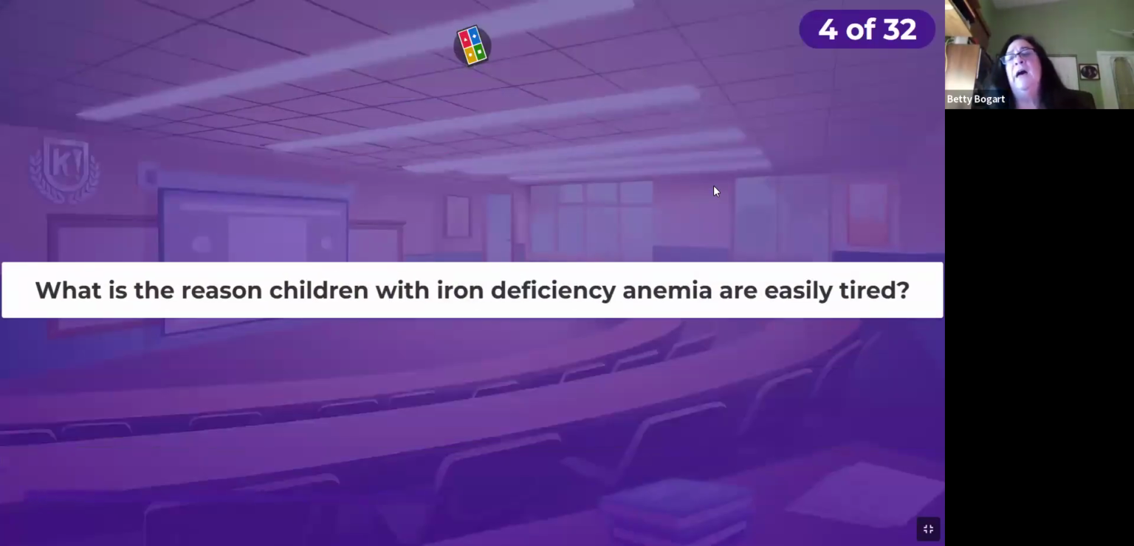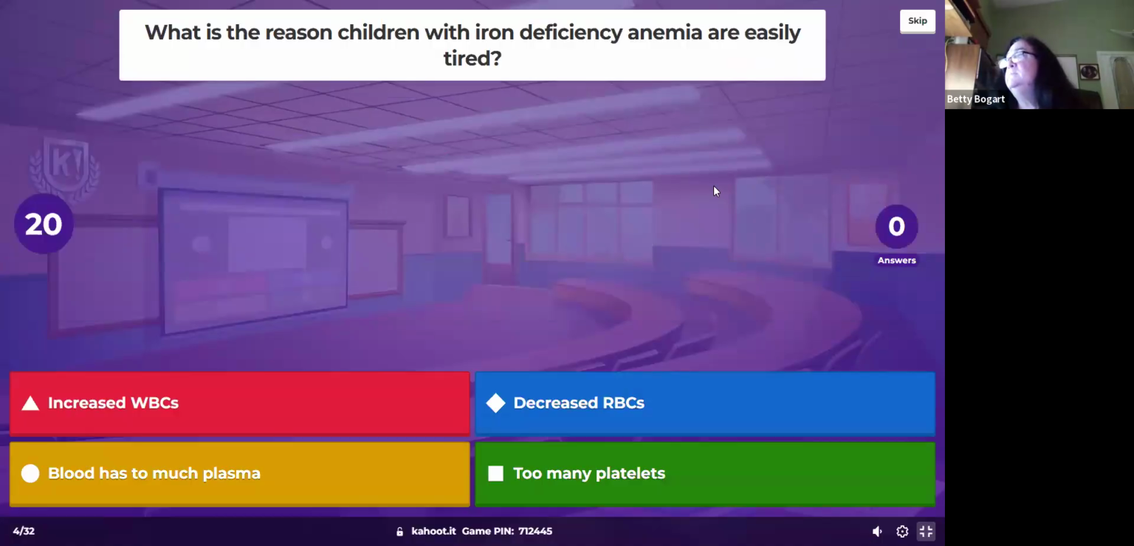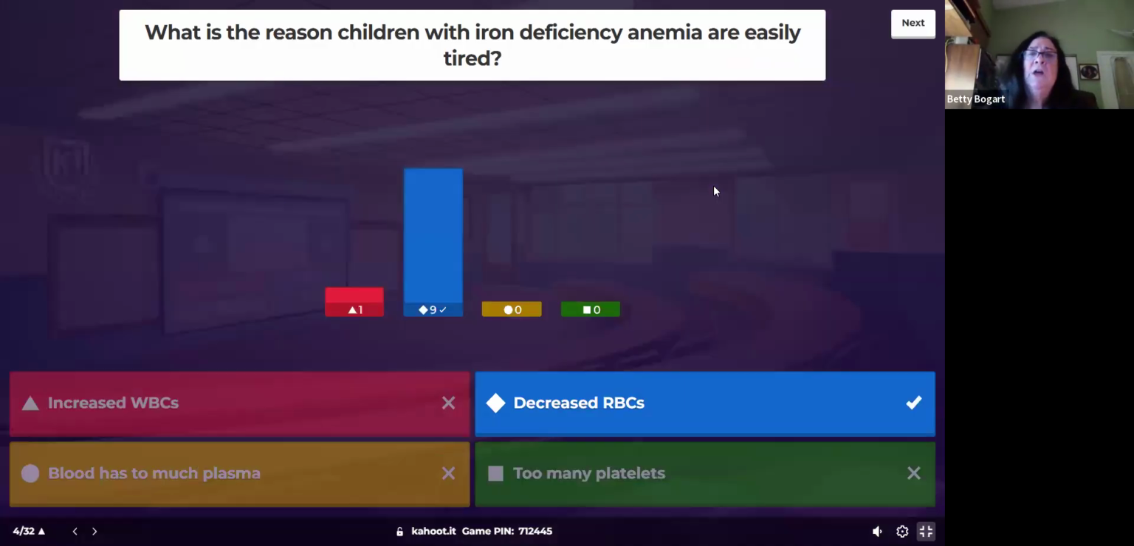What is the reason children with iron deficient anemia are tired easily? So, iron deficient anemia, you don't have red blood cells. No red blood cells, you don't have oxygen, you don't have iron, and I'm tired. Good job.